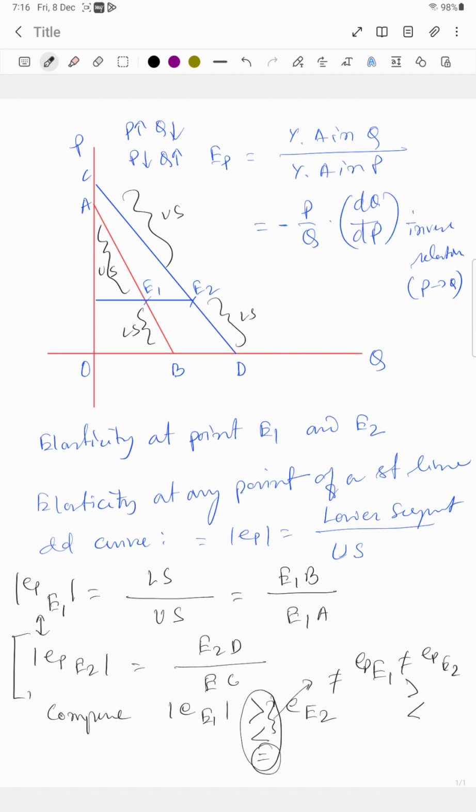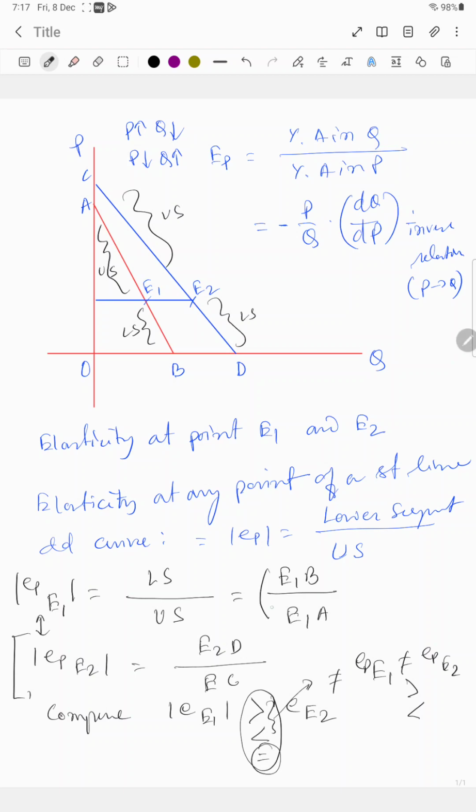Is it necessary to write whether it's greater than or lesser than, or is it okay if we just write not equal? We'll start from somewhere and check how much we can see. Initially we'll check whether the elasticity at both points E1 and E2 are equal to each other. If not, we'll dig deeper into greater than or less than, the actual scenario.